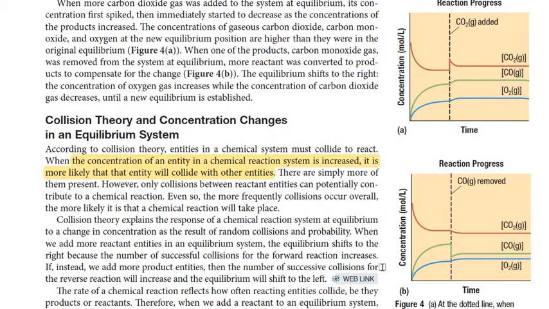When we add more reactant entities to the equilibrium system, the equilibrium shifts to the right because the number of successful collisions for the forward reaction increases. If instead we add more product entities, then the number of successful collisions for the reverse reaction will increase and the equilibrium will shift to the left. That makes sense. So when we increase the concentration of the reactants, because of collision theory, the reaction shifts to the right, and whenever we increase the concentration of products, we have more collisions for products, so the reaction will shift to the left.